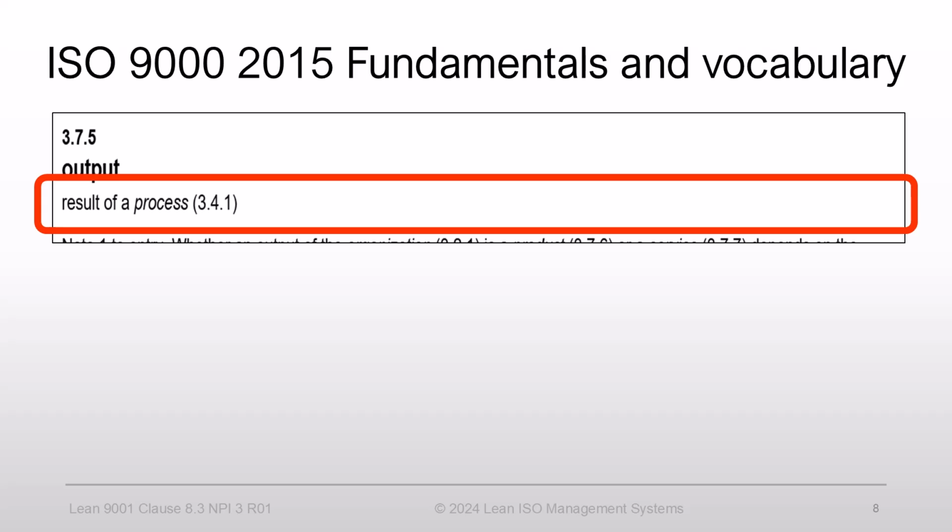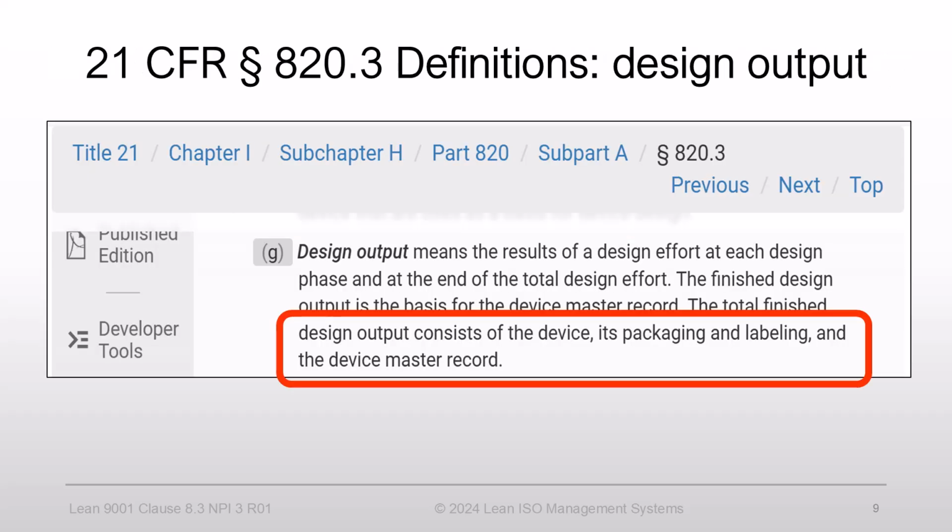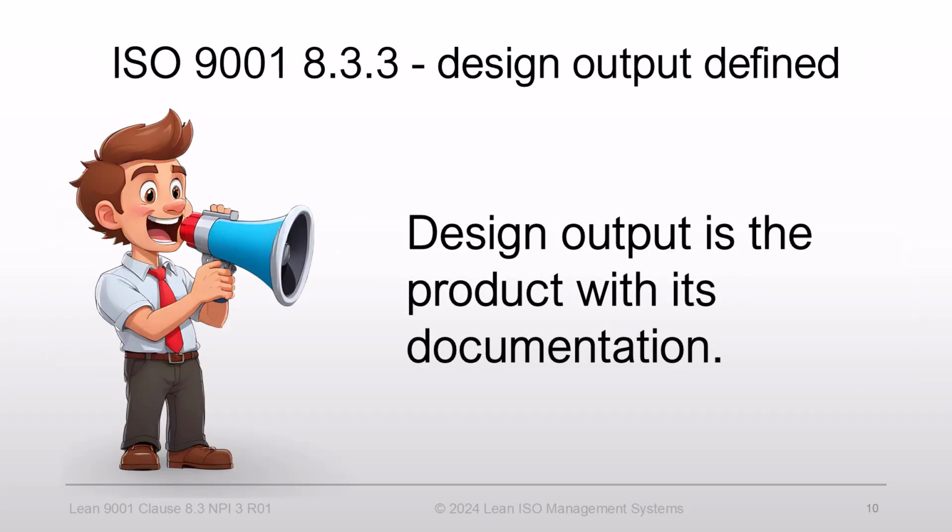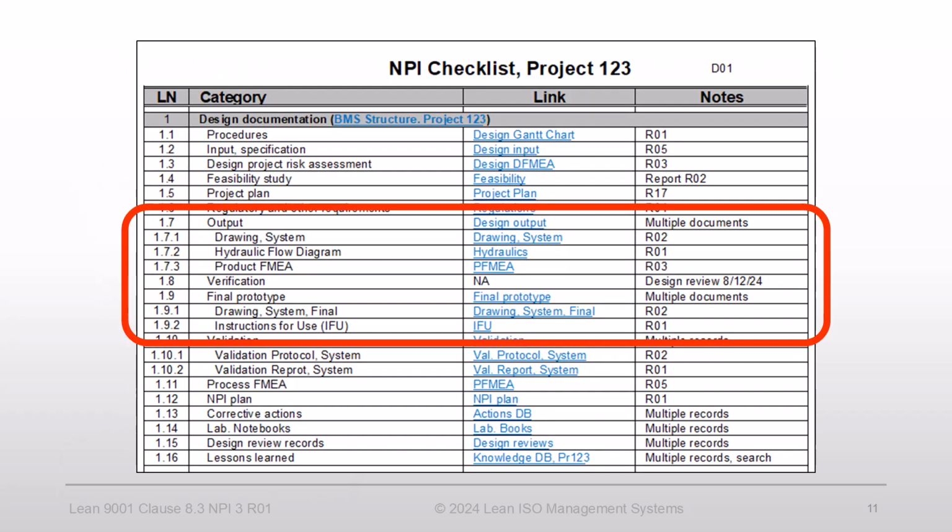Since this definition is inadequate, we explored other sources and found a better design output definition in the medical device industry. FDA quality system regulations define design output as a device, its packaging and labeling, and the device master record, which is all the information and specifications needed to make a product. So, let's stick with this definition. Design output is the product with its documentation.